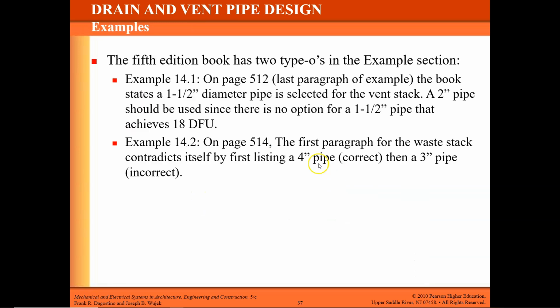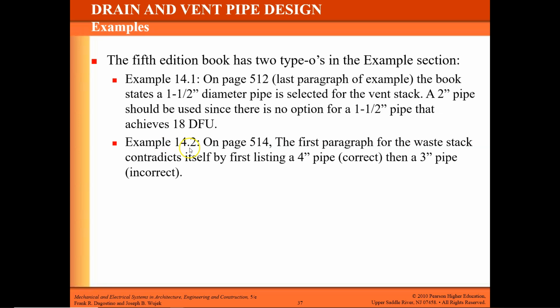Okay, so that is example 14.1 in your book. If you want to look through the book and just double check everything I described there, make sure that it makes sense, that would be a good idea. Just a note of caution as you're going through this stuff. In example 14.1 on page 512, there is a couple of typos. In the last paragraph of the example, the book states a 1.5-inch diameter pipe is selected for the vent stack, but a 2-inch pipe should be used since there's no option for 1.5-inch pipe. So that's just a typo.